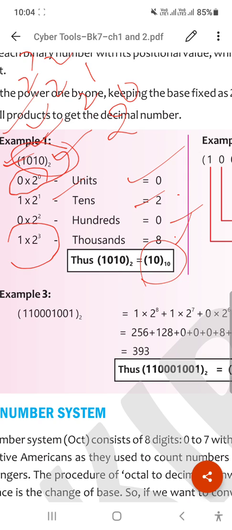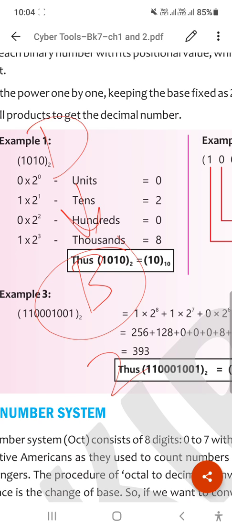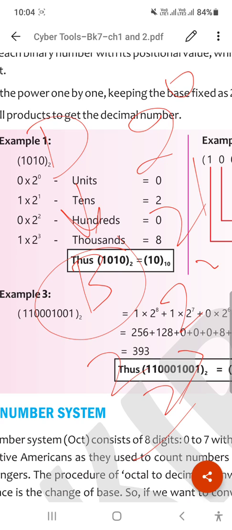Just keep in mind, from decimal to binary, we have to divide by 2 again and again. And from binary to decimal, we have to multiply by 2 to the power 0, 2 to the power 1, 2 to the power 2, 2 to the power 3 and so on, right? And then finally just add this, right?